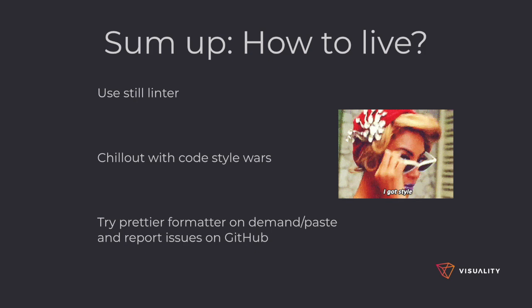And I think you can try the Prettier formatter on demand, on paste, and report issues on GitHub, and that will work the best, I think. Yeah, Rubocop is not such a good formatter. It's very, very heavy, I think, and if you save a file many times and it reformats all the time, it will cost processor time.